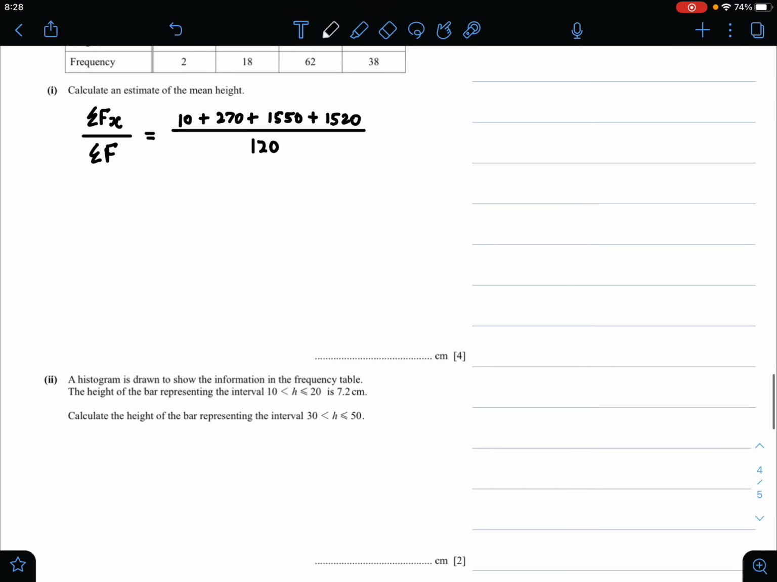Now all you need to do is take the sum of the numerator. So 1520 plus 1550 plus 270 plus 10 is equal to 3350 divided by 120. So to find your final answer, all you need to do is input this fraction into your calculator and get a decimal answer. That would be 27.91666 recurring.